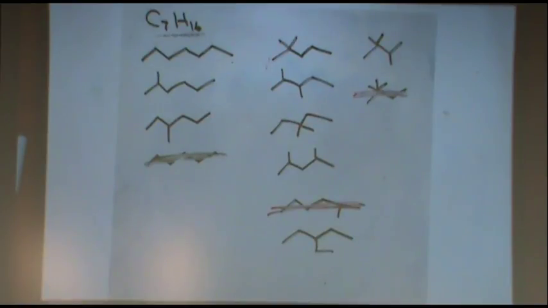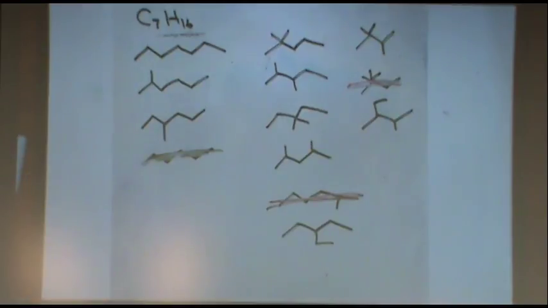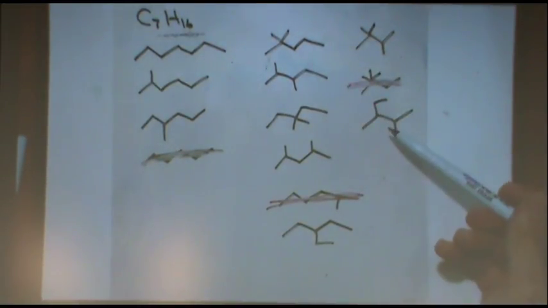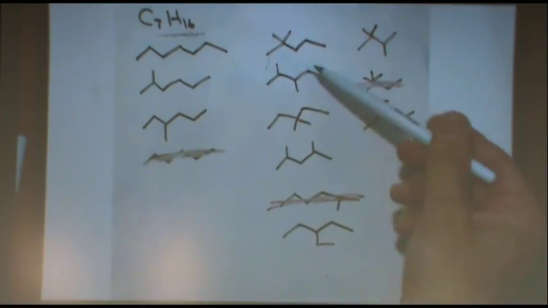Anything else? Did I miss any? Okay, let's do that. How about that one? That's a conformer of which one that has already been drawn? It's in this list right here, this column. First, second, third, fourth, or fifth. Second, yeah, this is 2,3-dimethylpentane, and that's also 2,3-dimethylpentane. So these two are conformers.